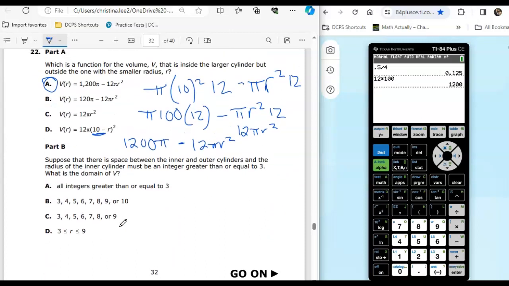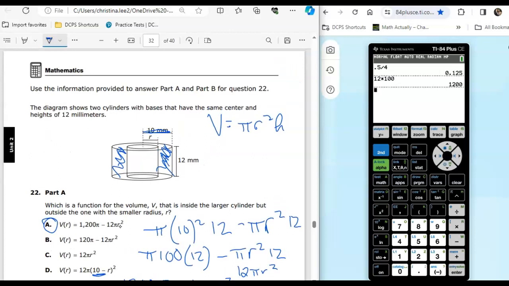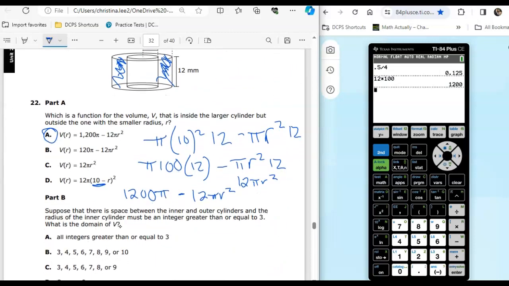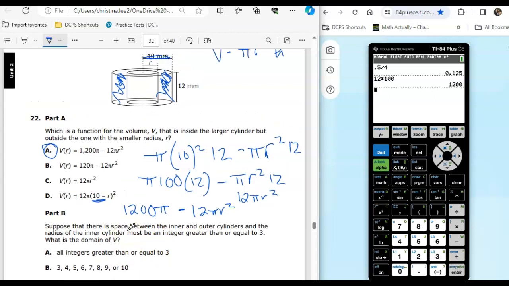Part B says, suppose that there's space between the inner and outer cylinders, which is what we're looking for, the space between those two. And the radius of the inner cylinder must be an integer greater than or equal to 3. What is the domain of V? So what does the radius have to be?